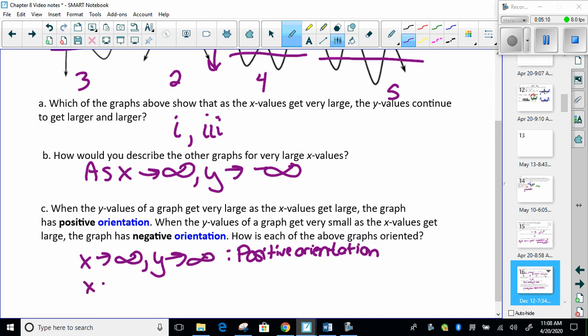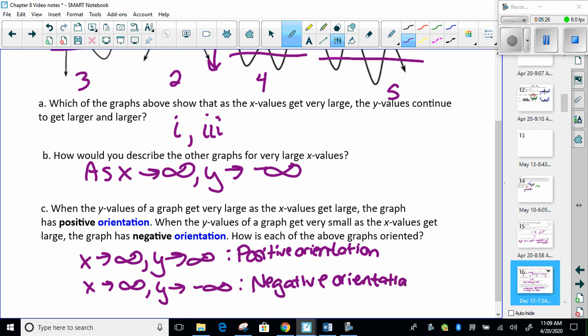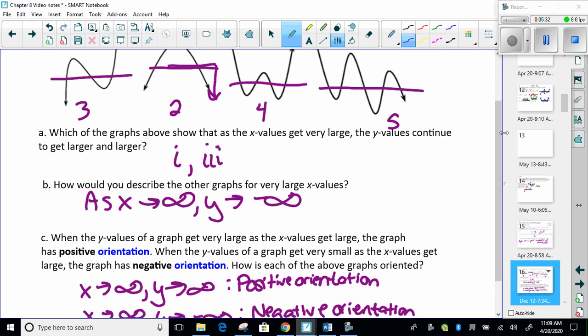But as x approaches infinity and y approaches negative infinity, this is a negative orientation. How is each of the above graphs oriented? Therefore, we know above 1 and 3 have positive orientations. So the first and the third have positive orientations, and the second and the fourth have negative orientations.